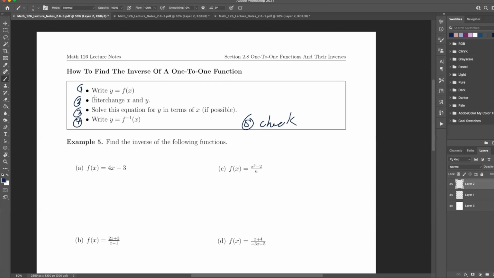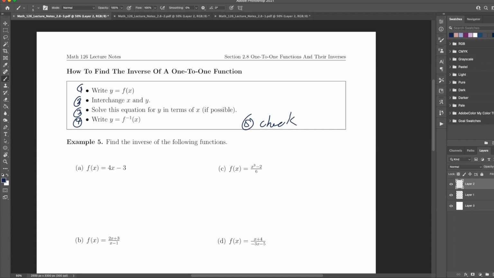So the first step, we're going to write y equals f of x, just for simplicity reasons, just to have less characters. We're going to switch x and y. So everywhere we see an x, we're going to write a y. Everywhere we see a y, we're going to write an x. We're going to solve the equation for y in terms of x, if possible. Not all inverses turn out to be clean, just possible. And then we're going to write y is equal to f inverse of x, and then we're going to check it. Okay. All right. So let's just do a couple of these.